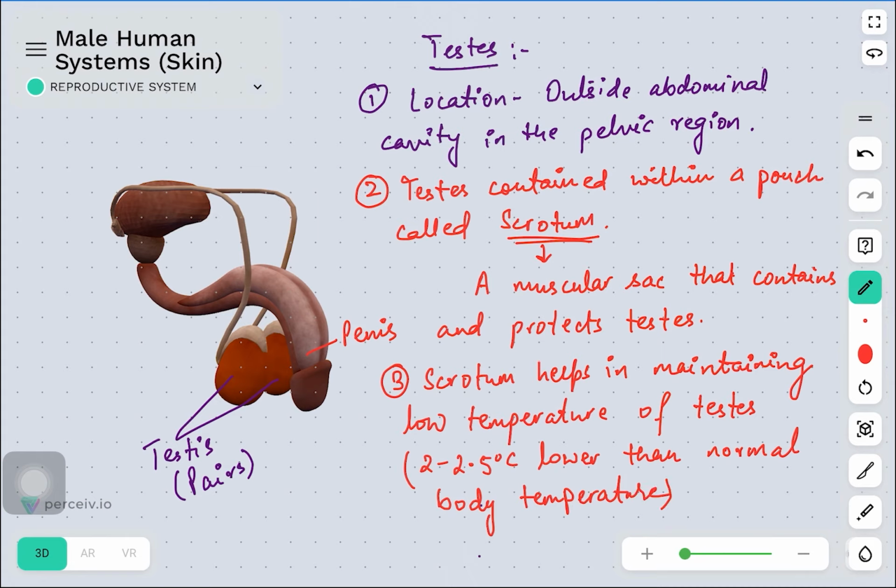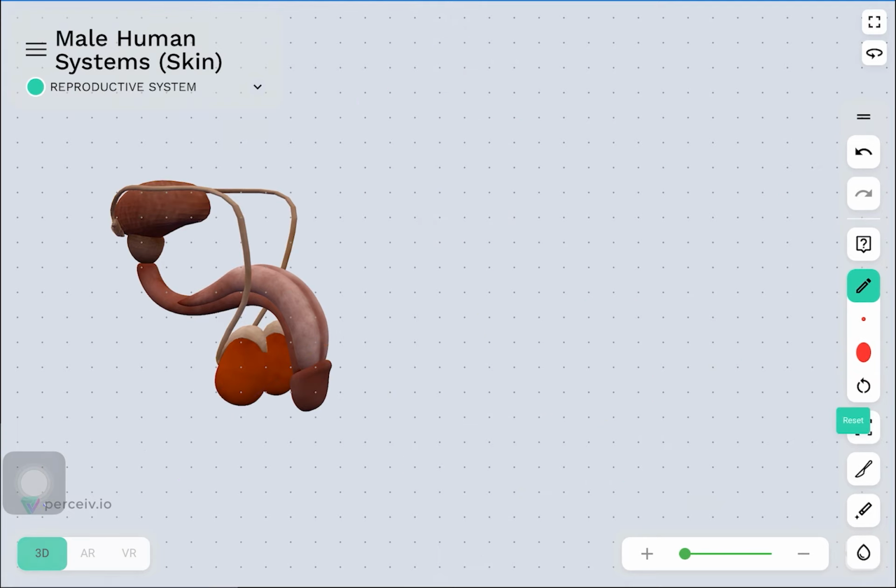All right. So normal internal body temperature is 37 degrees Celsius. So the temperature of the scrotum will be 34.5 to 35 degrees Celsius. So why is this important? This is important because this low temperature is actually responsible for sperm formation. This is necessary for sperm formation, which is called spermatogenesis. All right. So we will write those things as well.